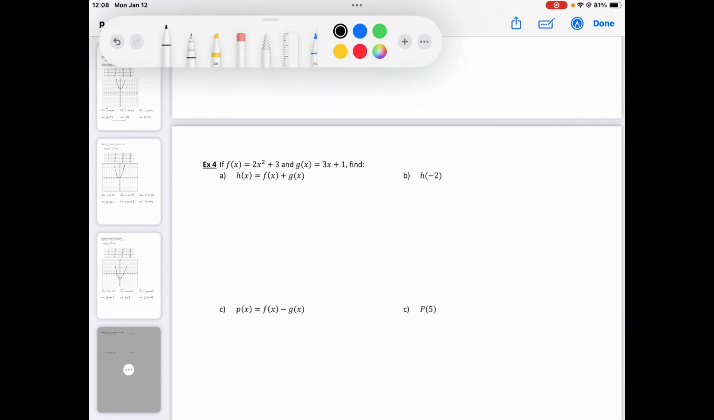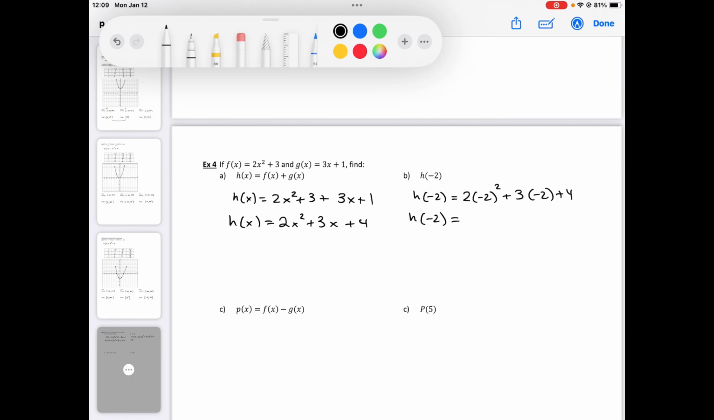And then we can also find a variety of values algebraically. So here I've got h(x) is f(x) plus g(x). And this is going to give me 2x squared plus 3x plus 4. When I evaluate h(-2), I'm just going to put in -2 wherever I see an x. And then I'm going to evaluate. So (-2) squared is 4. This would be 8. Take away 6 plus 4, which would give me a value of 6.